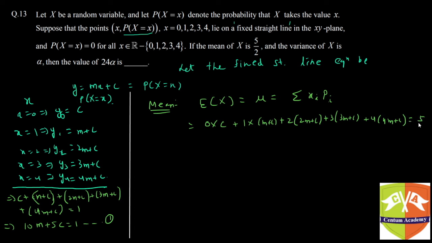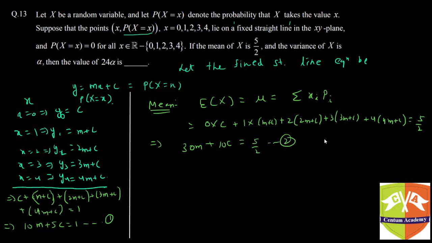This mean is given as 5 by 2. So the next equation in m and c is, c is how much? 1 plus 2 plus 3 plus 4, that is 10 times c. And m is how many times? 1 square plus 2 square plus 3 square plus 4 square. 4 square is 16, 16 plus 9, 25, 25 plus 5 is 30. So 30m plus 10c is equal to 5 by 2.